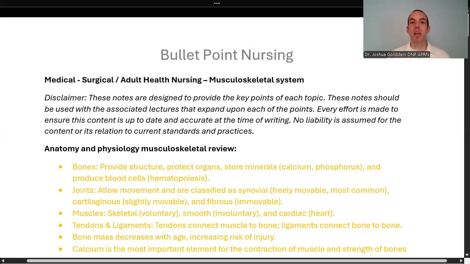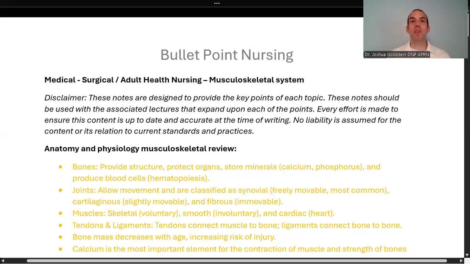Next, we have our muscles. There are three different types of muscles. Really quick, we have skeletal, smooth, and cardiac. Cardiac only exists in the heart. Skeletal are all the muscles that we can voluntarily control. And then smooth is the involuntary muscles, such as those within the GI system that we do not voluntarily control. We have tendons and ligaments. It's important to know the difference between these. Tendons connect muscle to the bone, whereas ligaments connect bone to bone.